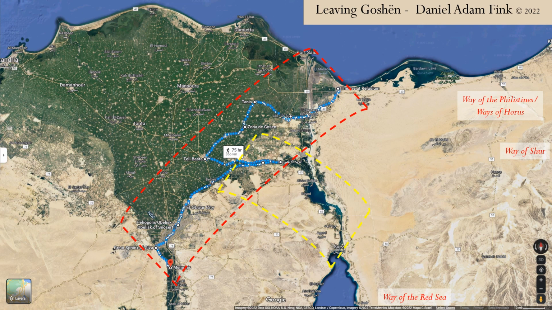In Exodus, the name above there, Way of the Philistines, the Egyptians called that the Way of Horus. That is the way that was avoided in the Exodus. And finally at the bottom, when you follow the yellow shape from the center to Suez and beyond, that is the way of the Red Sea wilderness. This is the route traveled in the Exodus, leaving Goshen.